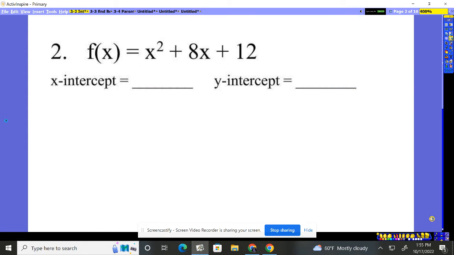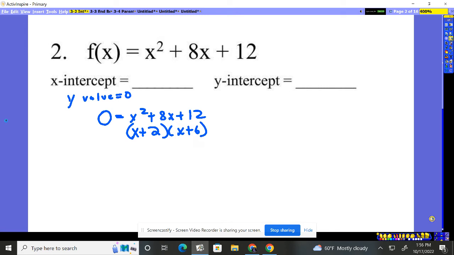All right, what about this guy? We just said for the x-intercept, the y value is equal to 0. So this f of x, which is y, is 0. 0 equals x squared plus 8x plus 12. How am I going to do that? Well, think about it. This factors down. If we factor the 12 down into 1 and 12, 2 and 6, 3 and 4, this is going to break down to an x plus 2 times an x plus 6 equaling 0.